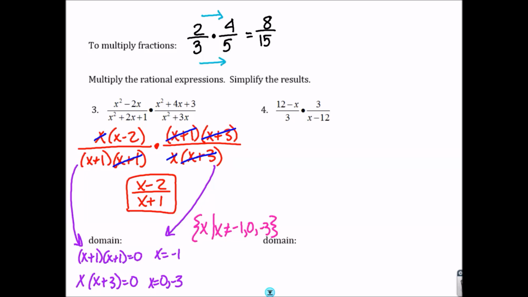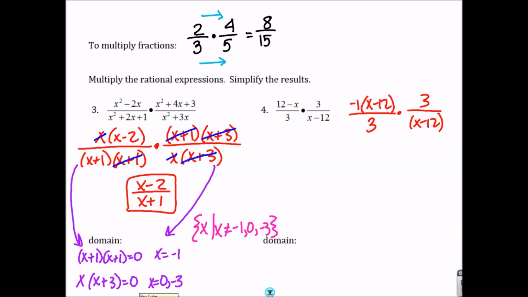Problem number 4 doesn't have much factoring. And it looks like we're really close to being able to cancel out factors, but not quite. Because we have a 12 minus x and an x minus 12. So whenever you have situations like that where they're almost the same but they're just in the wrong order, try to factor out a -1. So if I look at 12 minus x, I can factor out a -1, and then that becomes x minus 12. We can't factor 3, and the denominator of the second fraction is just x minus 12.